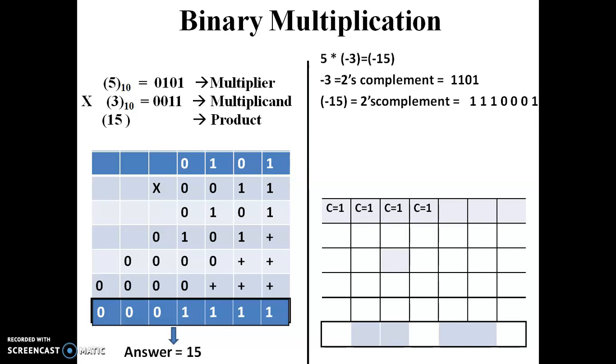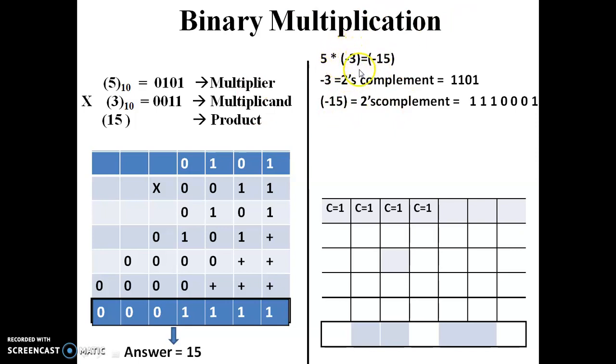Now let us consider the other scenario. Let us consider I want to multiply 5 into minus 3. If you observe in this particular part, both the numbers are positive. But here one number is positive and one number is negative. So if I perform multiplication of 5 into minus 3, the answer should be minus 15. Now if you remember, negative numbers are always represented in their 2's complement form.